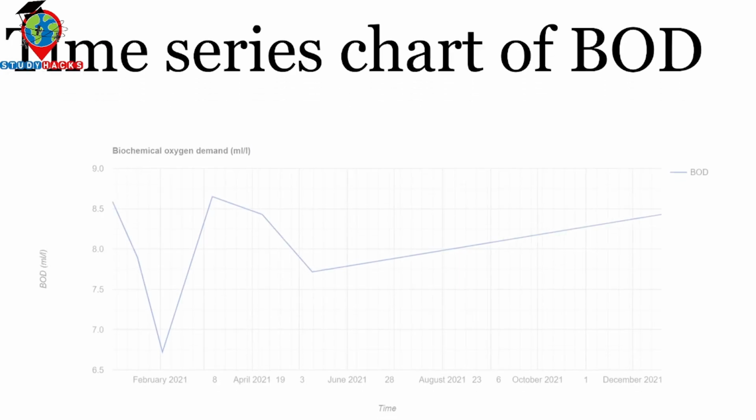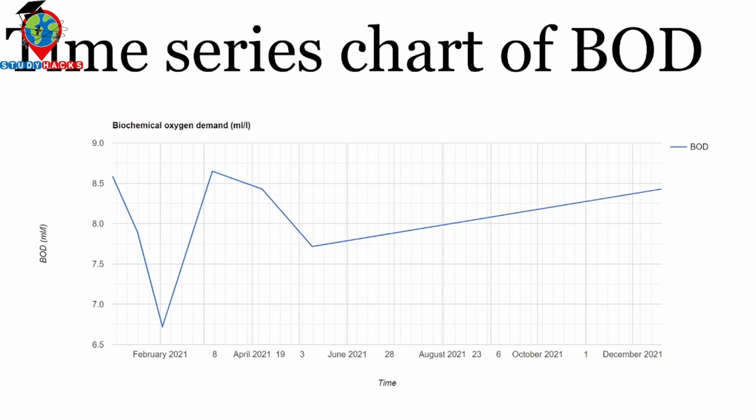We also talk about the time series chart, where we can find when the BOD value is high and when it is low. Higher BOD values indicate that the water is more polluted, and lower BOD values indicate that the water is less polluted.